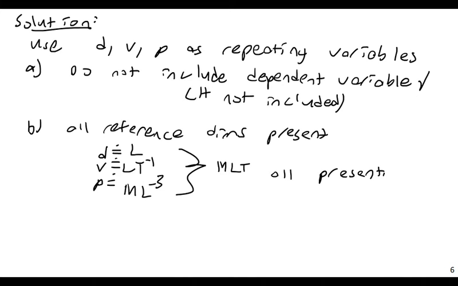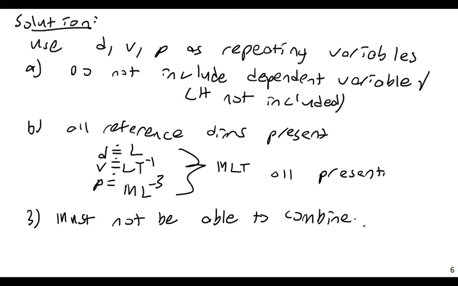Now, we do have to be very careful. It should be obvious that we can't use both rho and rho A as two of our repeating variables, because if we remember previously, we must not be able to combine repeating variables to produce something unitless by themselves.